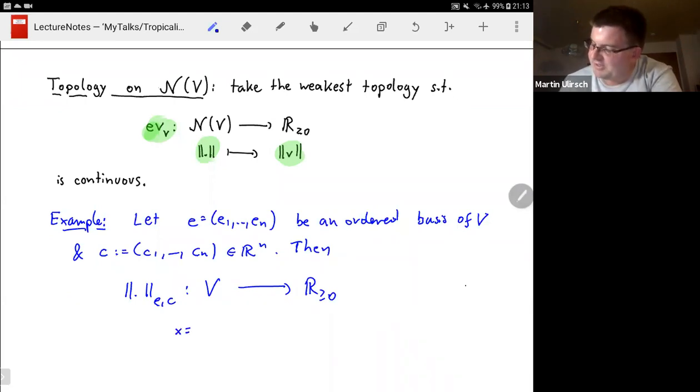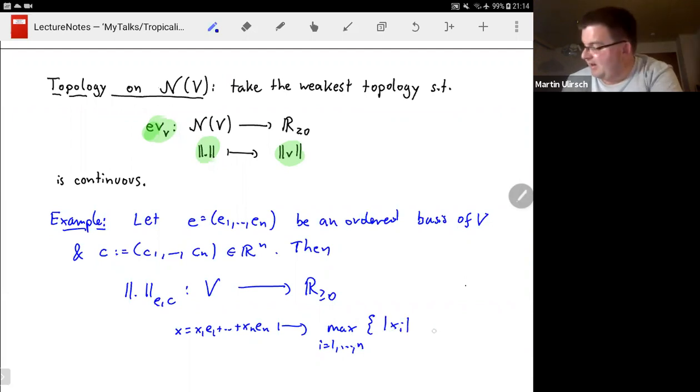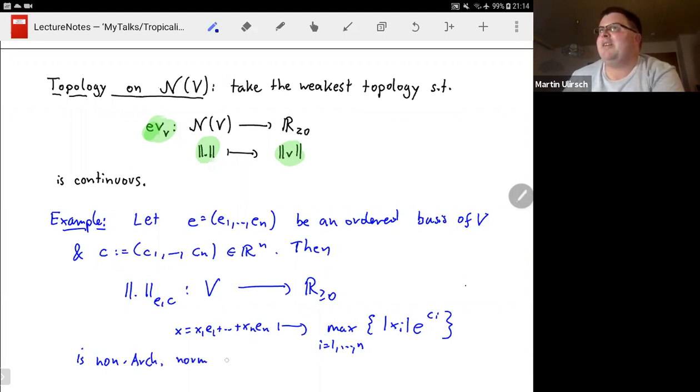Well, we take a general vector in here that we write as x1 e1 up to xn en. And what are we going to send it to? We're going to send it to the maximum from i equal to 1 to n of the absolute values of xi times e to the ci. And now, if you are getting bored, you can calculate that this actually fulfills all the axioms, but I'm telling you it does. And well, now we are there.